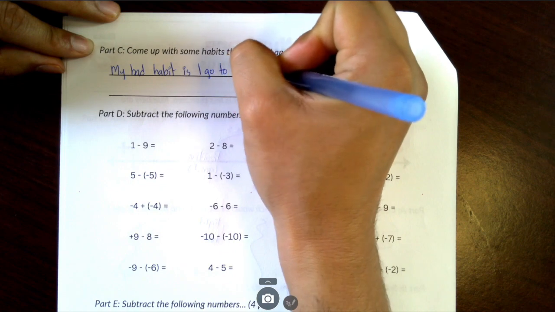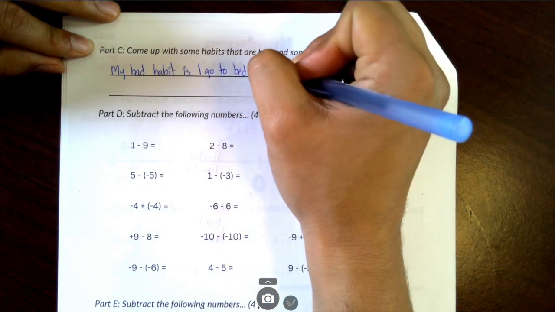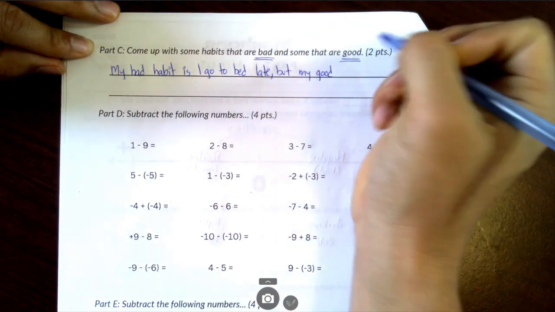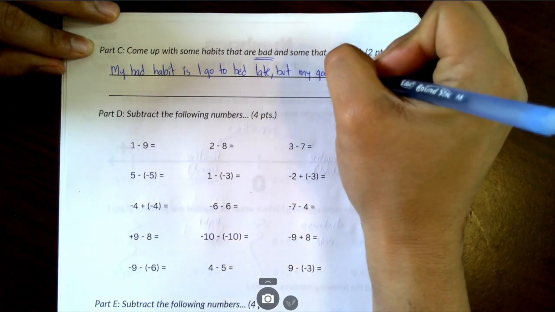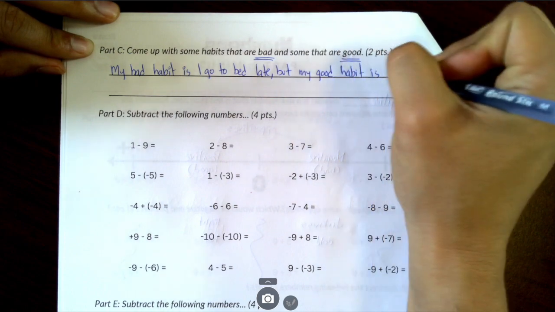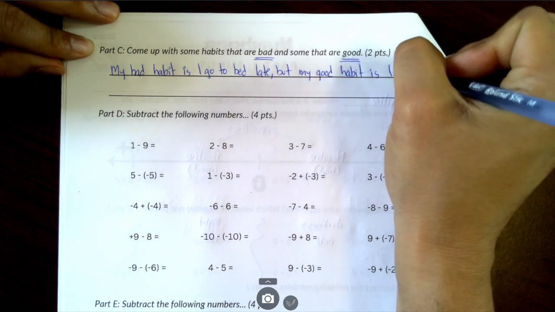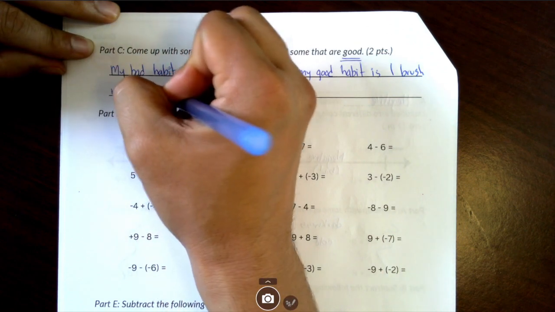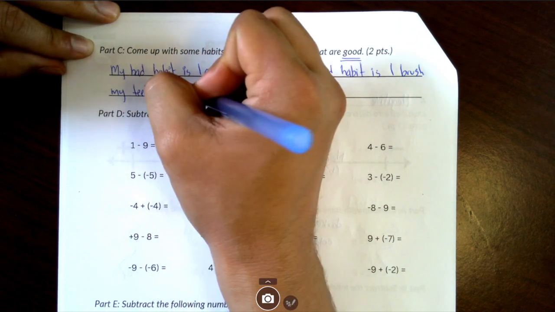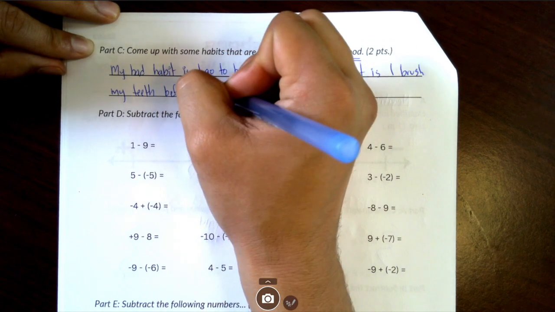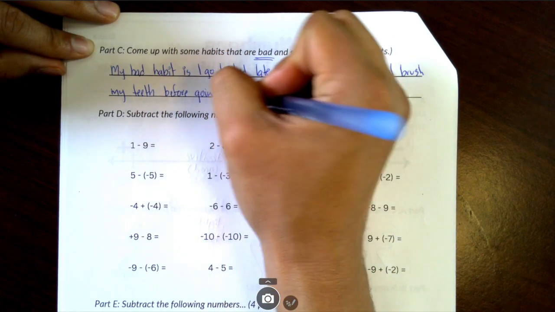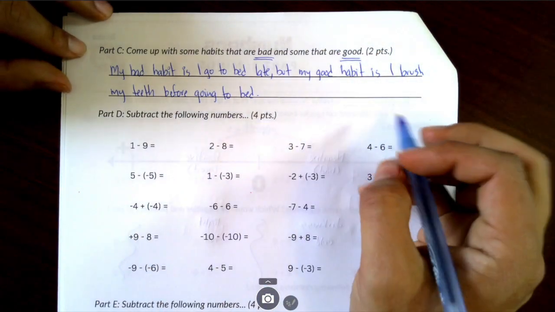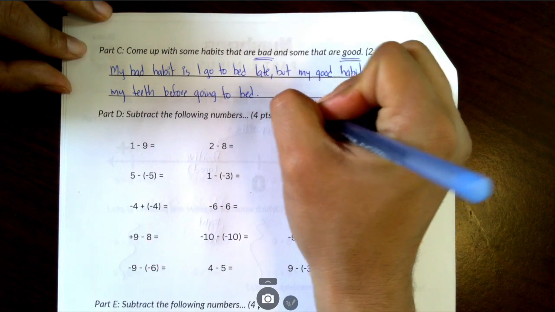And just be honest with yourself. But my good habit is I brush my teeth before going to bed. So I guess there's always something good, right? But what I want you guys to write is that getting rid of something bad is good.